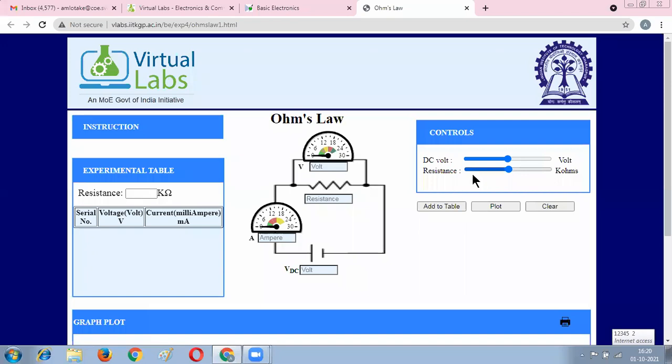So first I will go for resistance value. So here is your resistance value. So here resistance control is there. You are going to vary that resistance control. Suppose I take it as 20 kilo ohm. Okay.